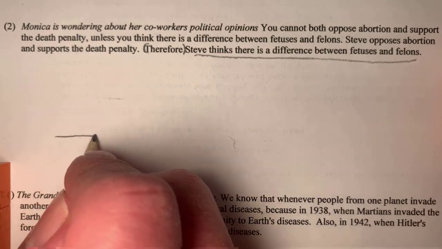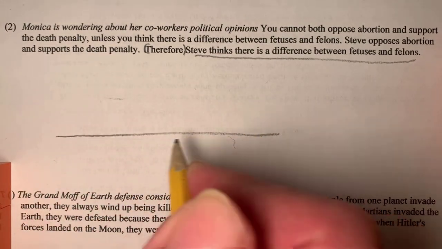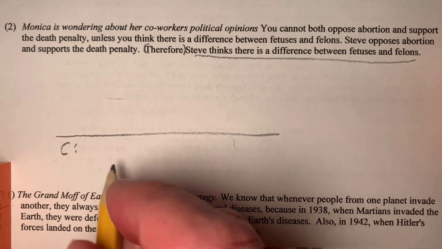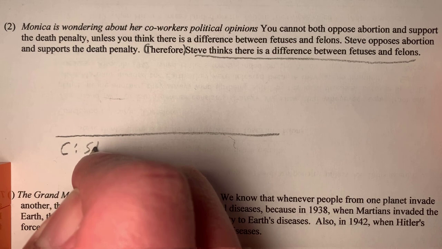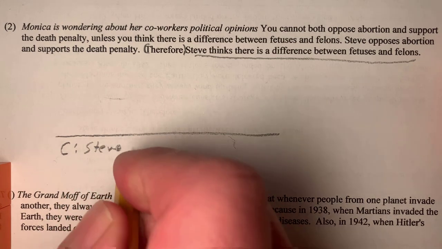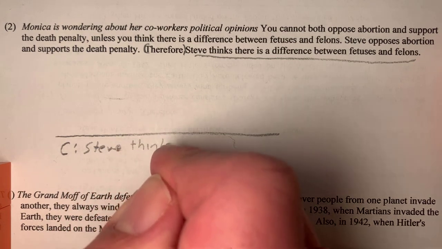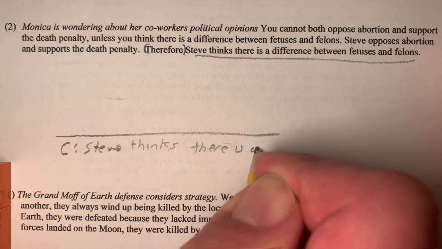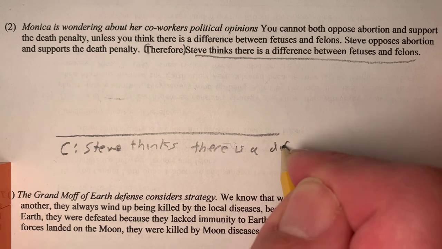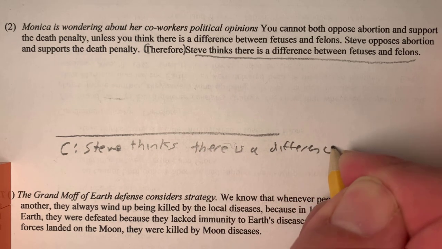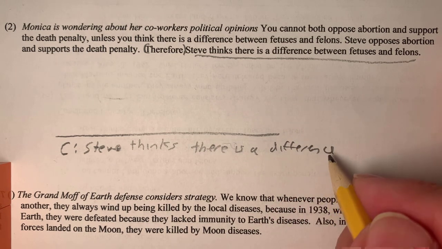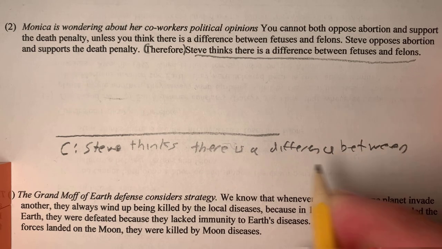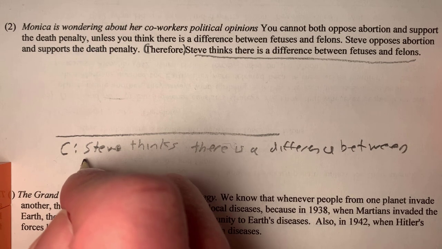And in general, in analyzing arguments, it's best to work backwards from the conclusion. So we're just going to write conclusion: Steve thinks there is a difference between fetuses and felons.